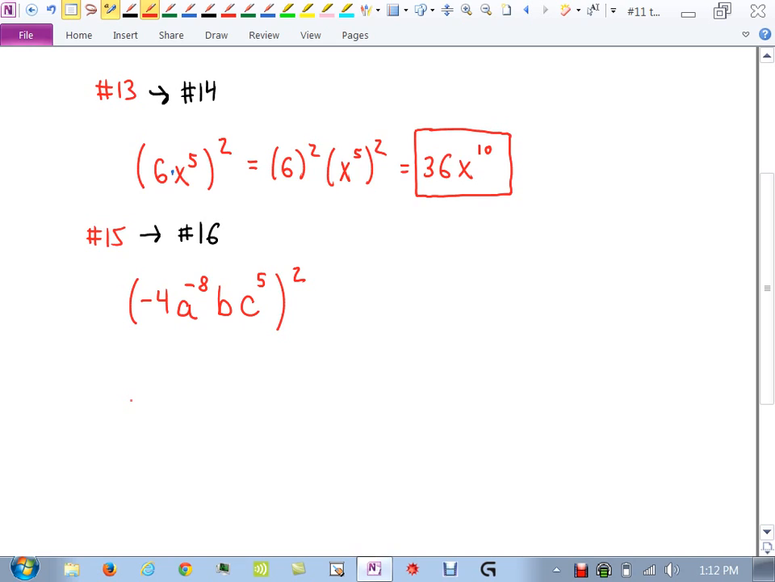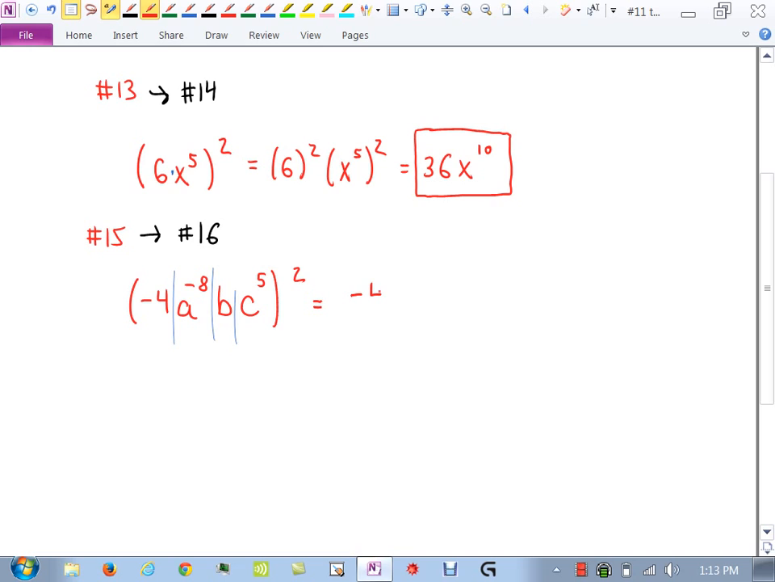Isn't that the same as 13? Except that we have -4 there, a to the -8, a b, and then c to the 5th. So we've got 4 different factors in there, and each one of those gets raised to the second power.